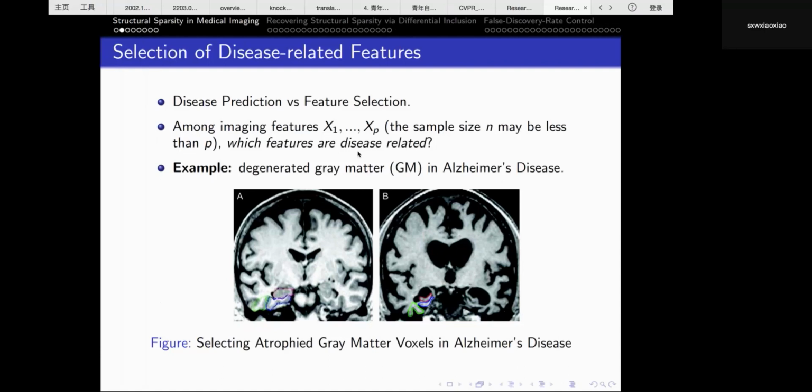disease-related features. For instance, in the Alzheimer disease, as shown in the bottom left region, compared to the normal control, the patients can suffer from gray matter volume degeneration. And it's well known that the two-side hippocampus are responsible for memory and language processing. Therefore, it is expected that the model can not only accurately predict the disease, but also identify the two-side hippocampus as disease-related regions.